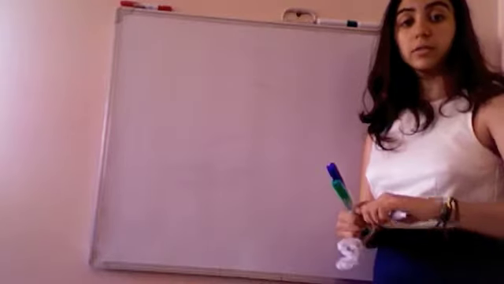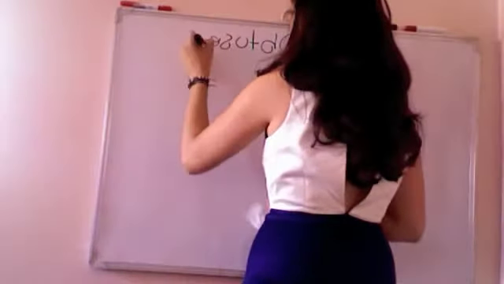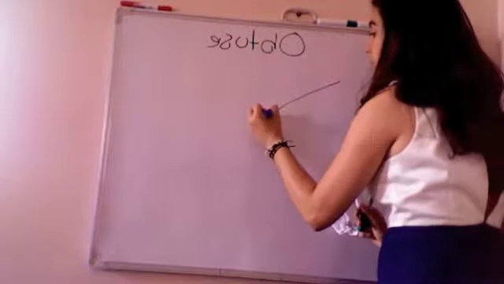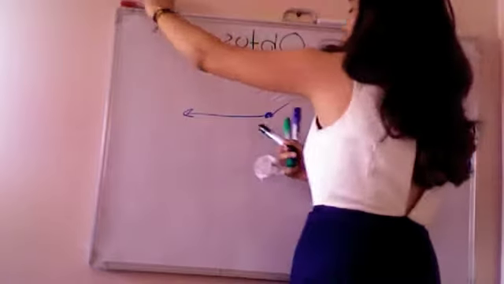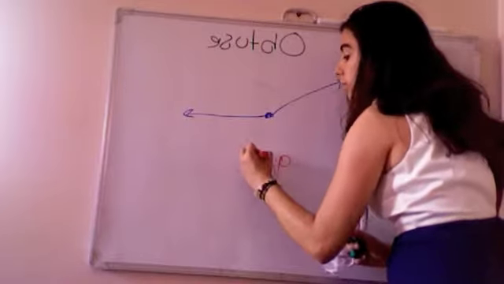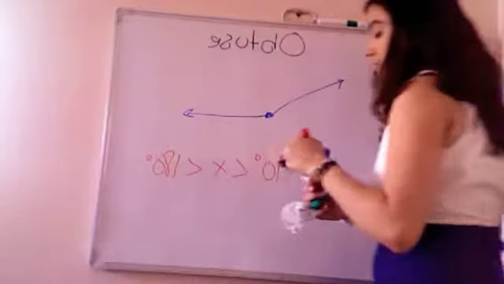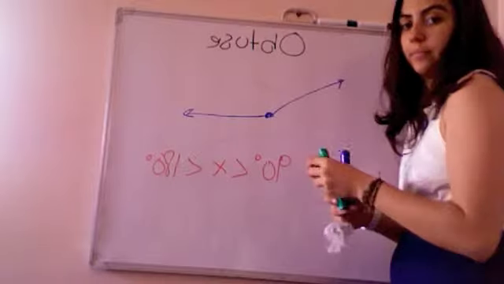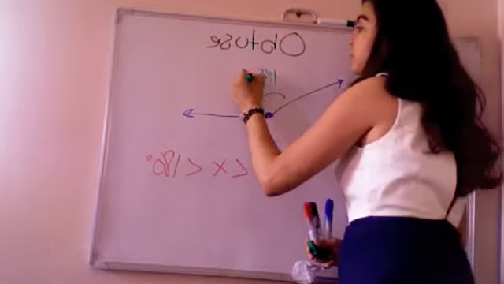Another type of angle is called obtuse. It's an angle that is more than 90 degrees but less than 180 degrees. For example, this angle would be 120 degrees.